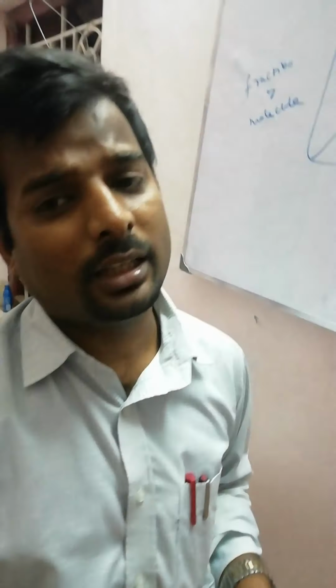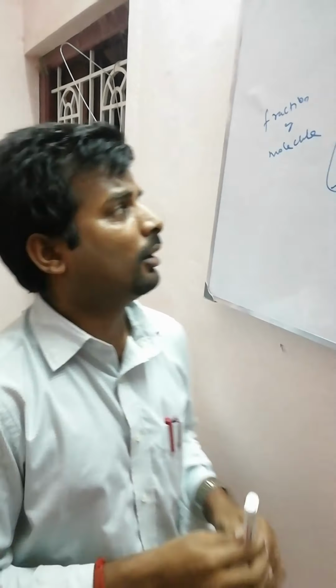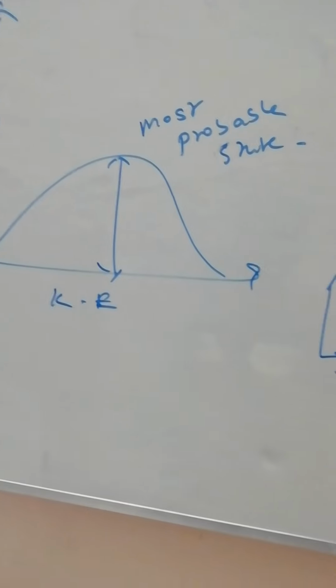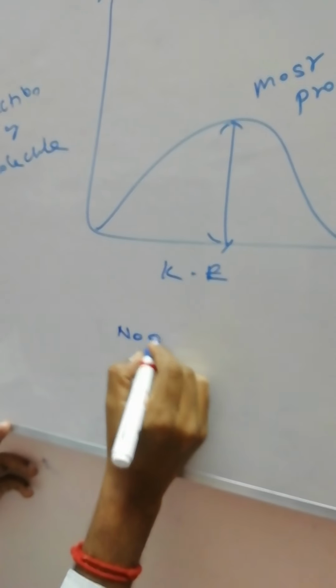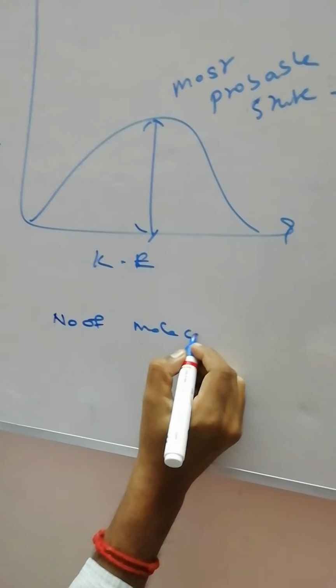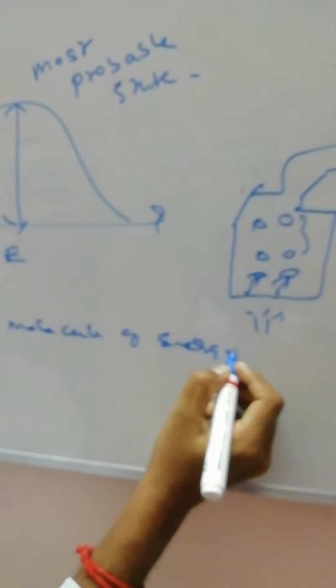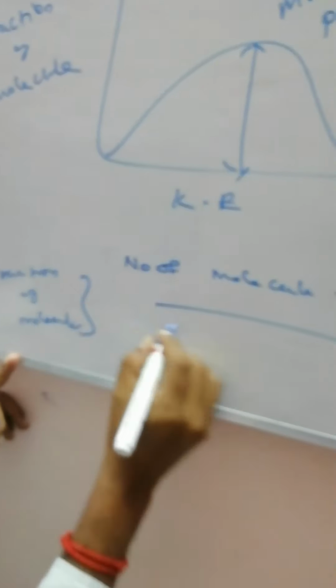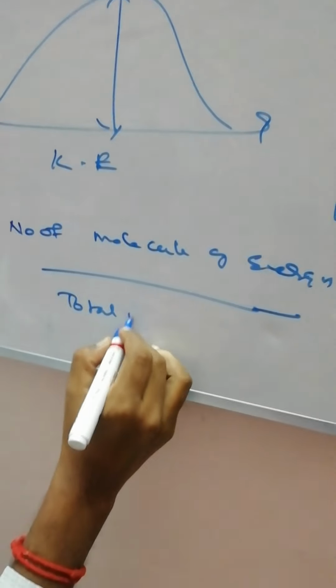To find that, scientists Ludwig Boltzmann and James Clerk Maxwell used statistics to find the behavior of a large number of molecules, by plotting the fraction of molecules on the y-axis and the kinetic energy on the x-axis. The fraction of molecules is the number of molecules of a given energy divided by the total number of molecules. This gives the fraction of molecules.